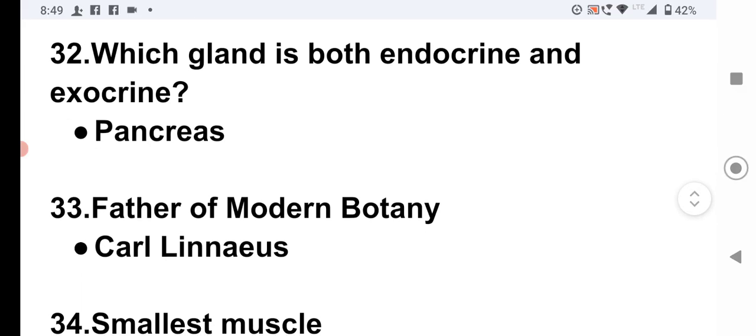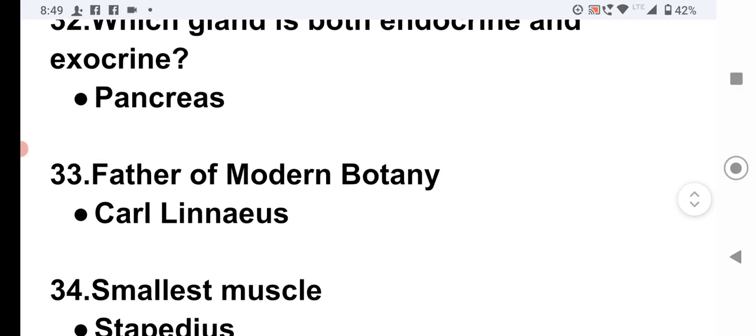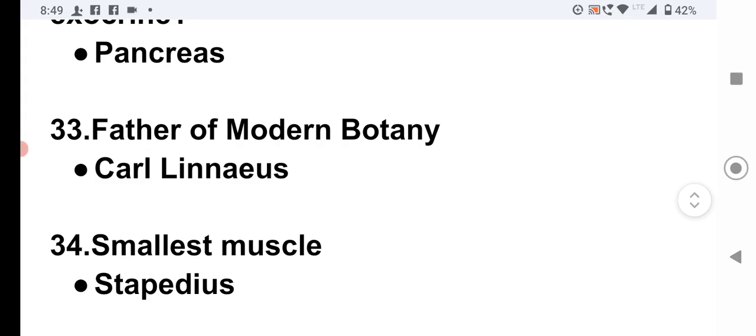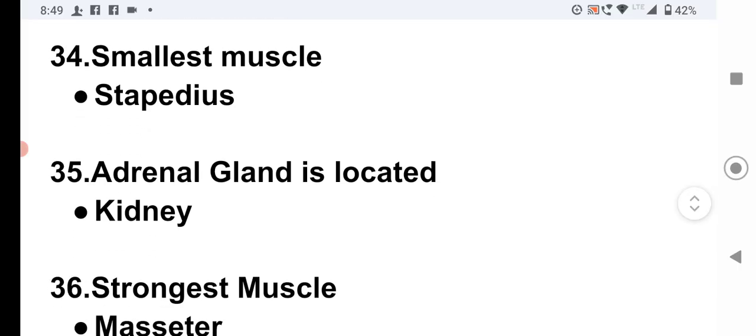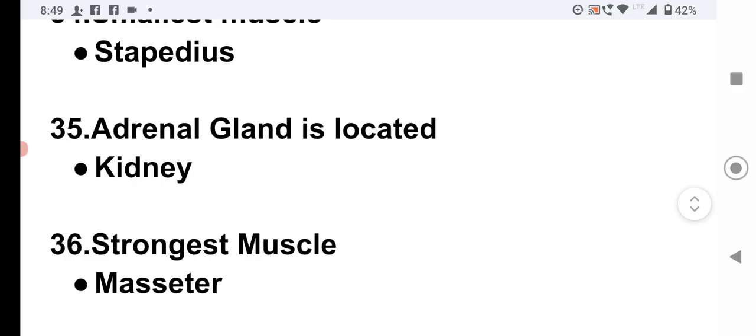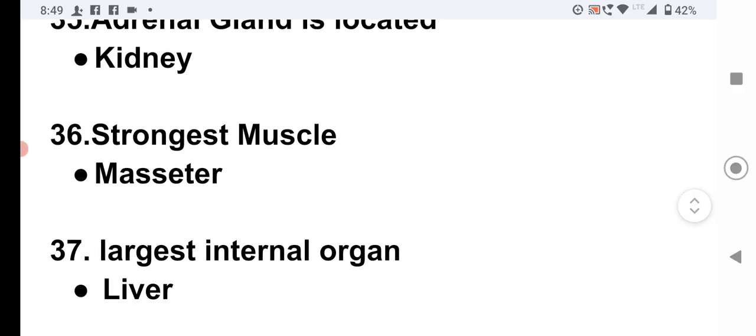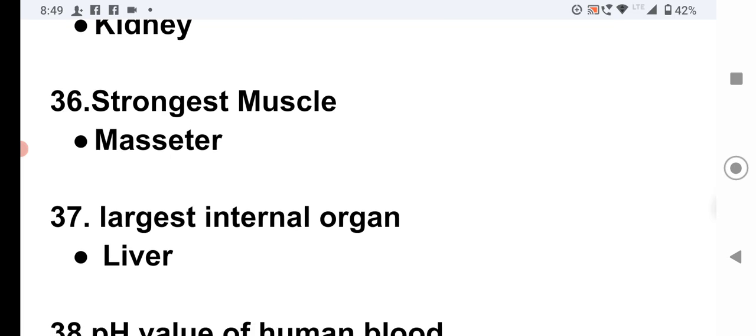Question number 33: father of modern botany, Carl Linnaeus. Question number 34: smallest muscle, stapedius muscle. Question number 35: adrenal gland is located at the top of the kidney. Question number 36: strongest muscle, masseter. Question number 37: largest internal organ, liver.